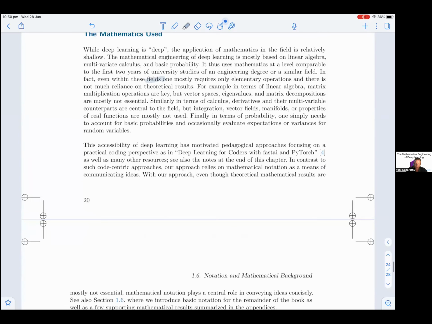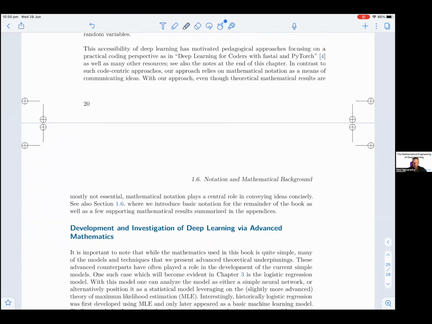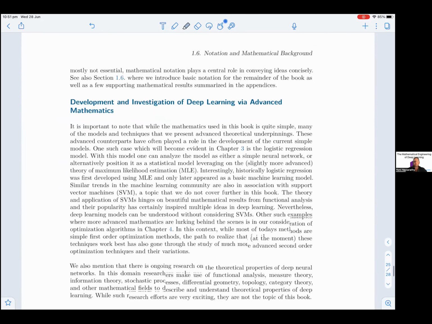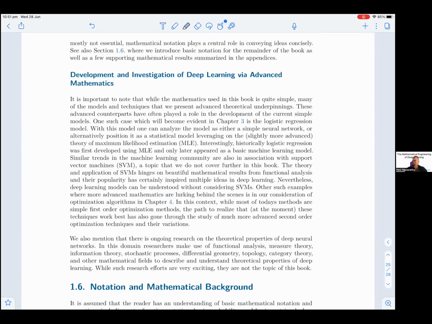This accessibility of deep learning has motivated pedagogical approaches focusing on practical coding perspective, as in the Deep Learning for Coders with FastAI and PyTorch book, as well as many other resources. See also the notes at the end of this chapter. In contrast to such code-centric approaches, our approach relies on mathematical notation as a means of communicating ideas. With our approach, even though theoretical mathematical results are mostly not essential, mathematical notation plays a central role in conveying ideas concisely. See also section 1.6, where we introduce basic notation for the remainder of the book, as well as a few supporting mathematical results summarized in the appendices.